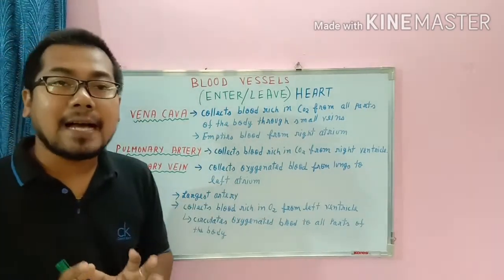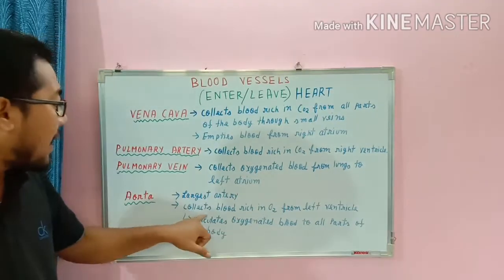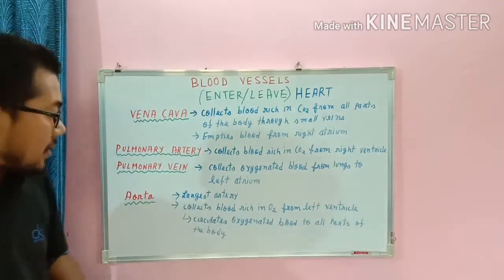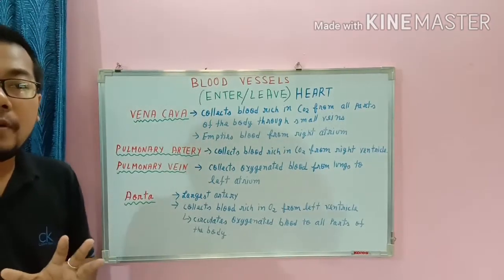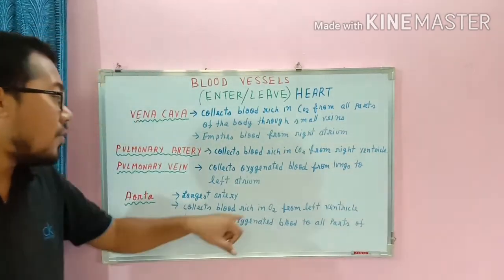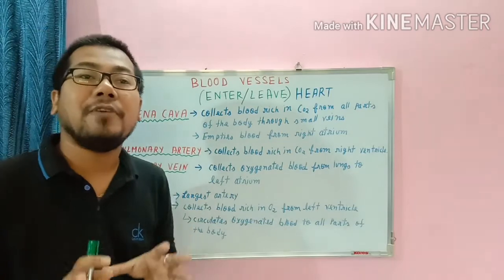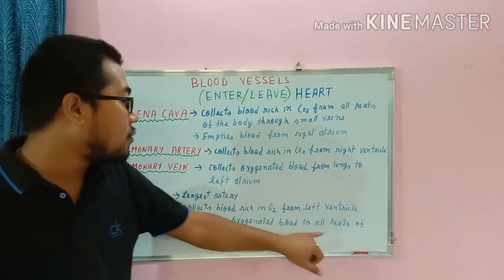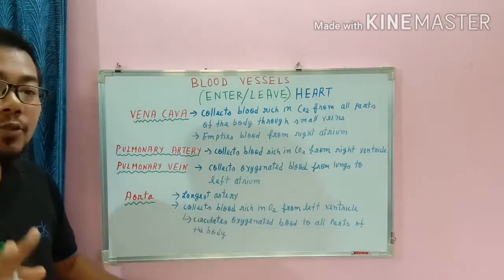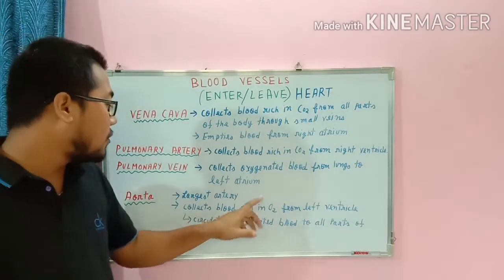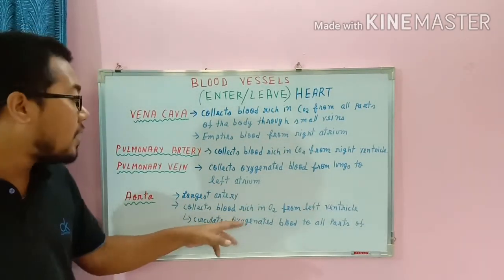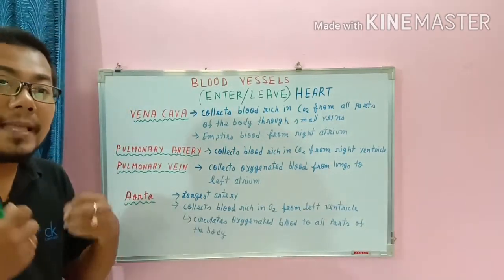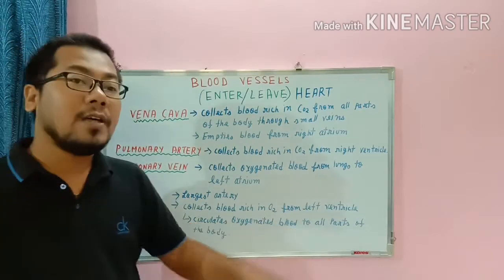Aorta is the largest artery. It collects the blood rich in oxygen from the left ventricle. So what is the function of the aorta? The function of the aorta is to collect the blood which is rich in oxygen from the left ventricle of the heart, and circulate oxygenated blood to all parts of the body. After collecting the blood rich in oxygen from the left ventricle, it supplies the blood to all parts of the body.